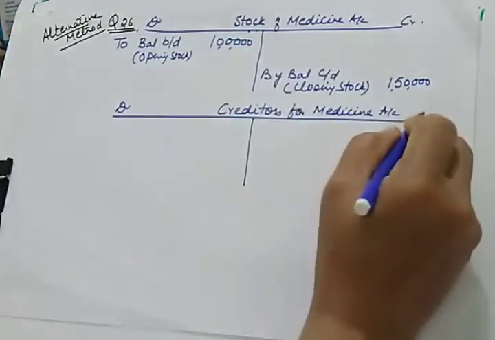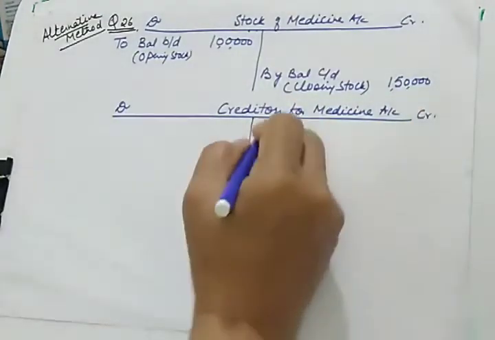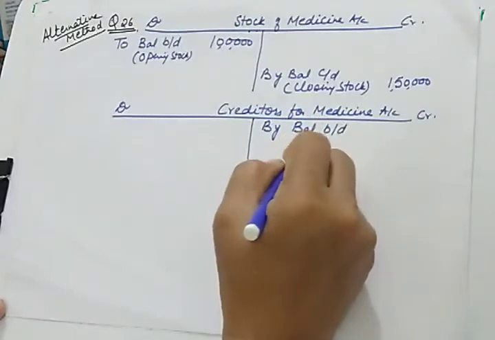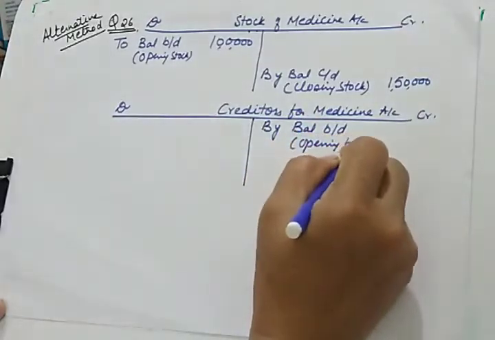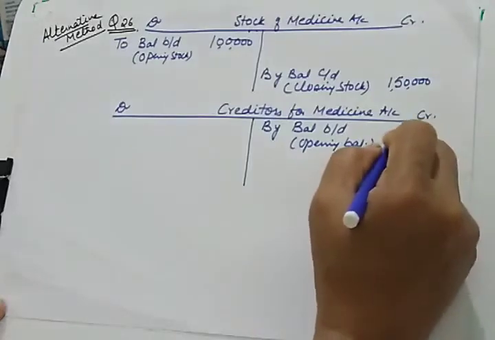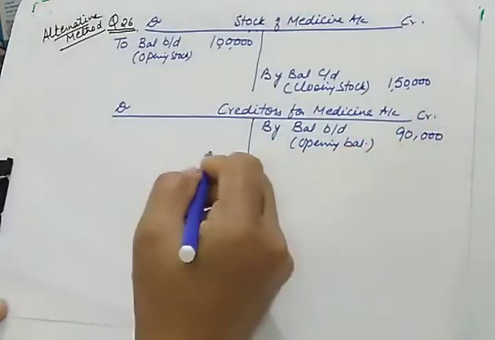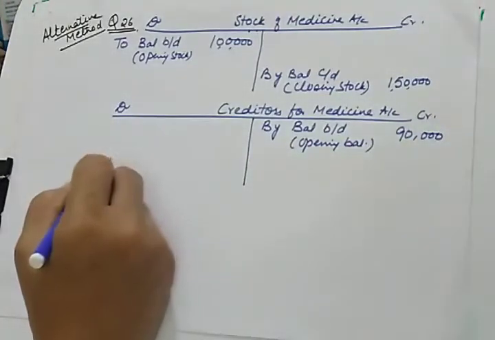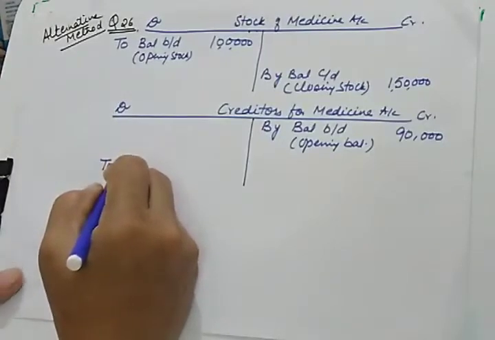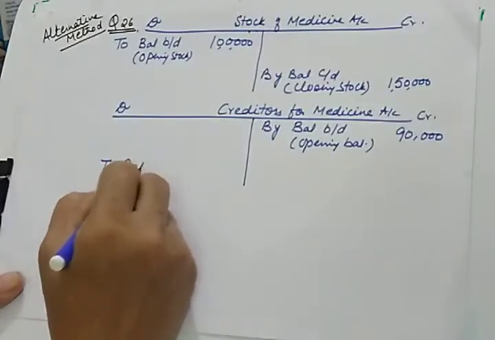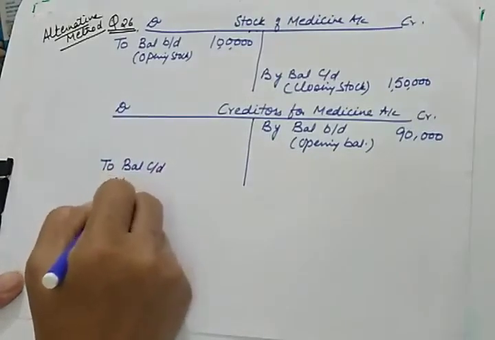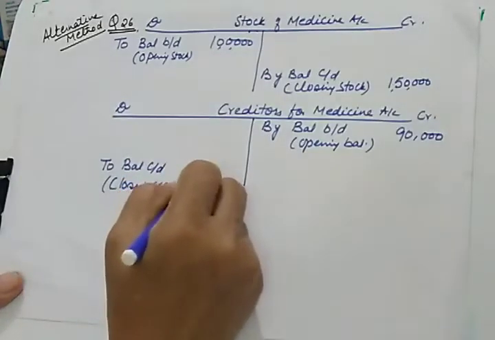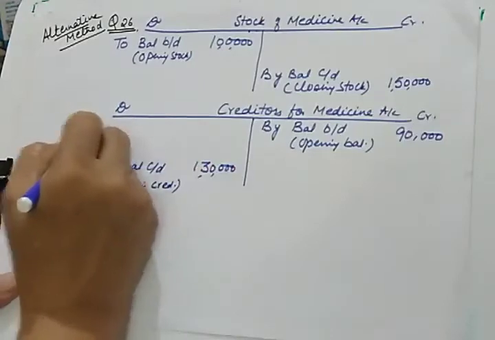This is debit side and credit side. You know that creditors always have a credit balance. So opening balance will be recorded here. Opening balance of creditors, which is given to us as 90,000. And then after writing this opening balance, we'll be writing the closing balance here. So it is to be recorded here: to balance carried down, that is closing creditors. Closing creditors are 1,30,000.